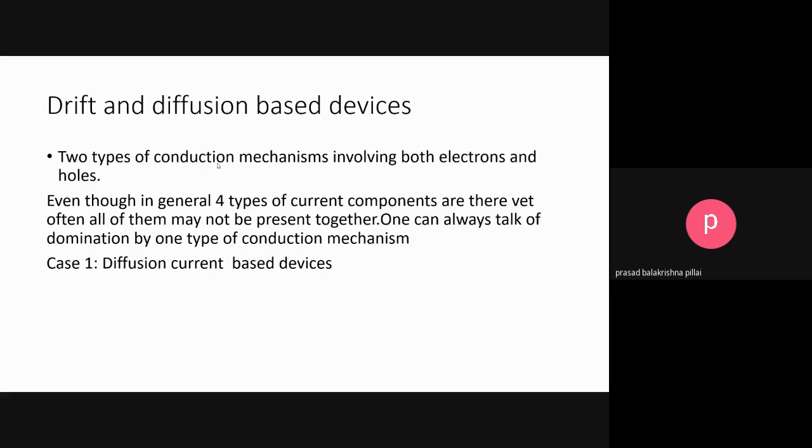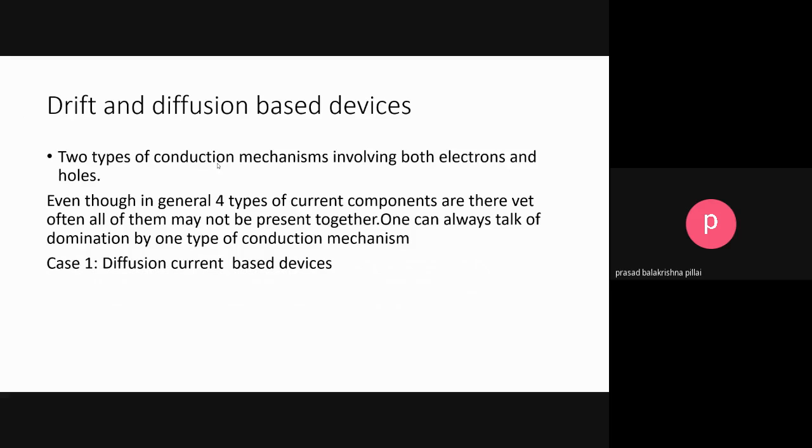So, in general, when you talk of semiconductors, you have two types of conduction mechanism involving both electrons and holes. So, we have seen that there are four components of current in general. Another important thing we have seen is you have two types of mobile carriers. One is electron and the other is holes. The electrons can drift or diffuse. Similarly, holes can drift or diffuse. So that way, four components of the current.